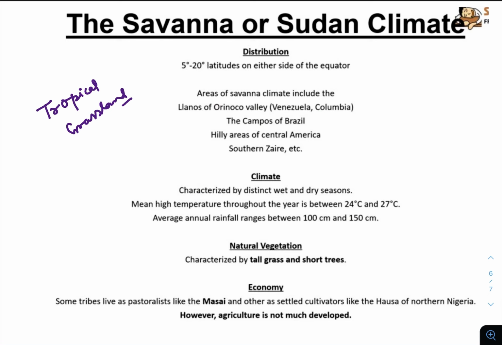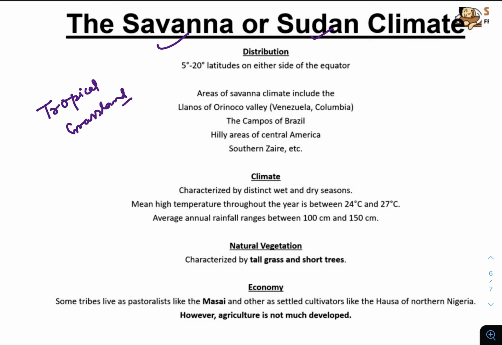Tropical grassland is also known as savanna or the Sudan type of climate. So it is a very important question, generally asked in any exam: tropical grassland is also known as what? It is also known as savanna or the tropical Sudan climate. Now we are going to study the location, that is, what are the locations of this tropical grassland.